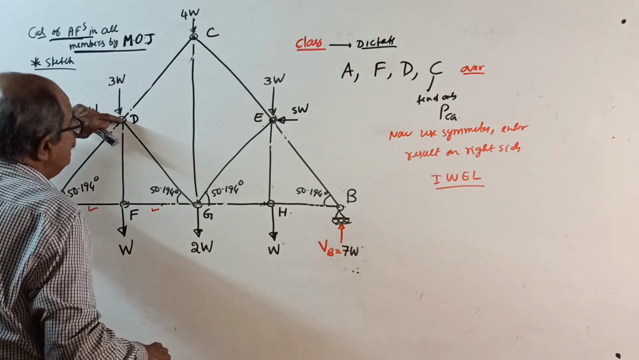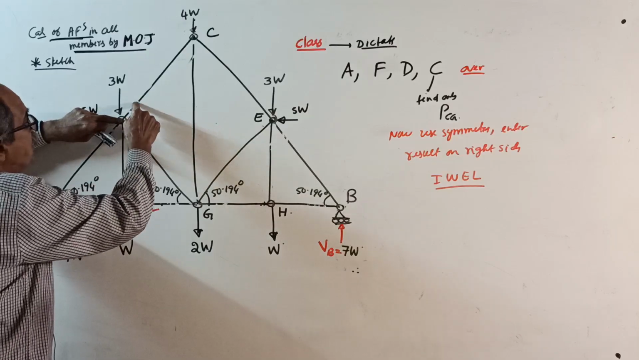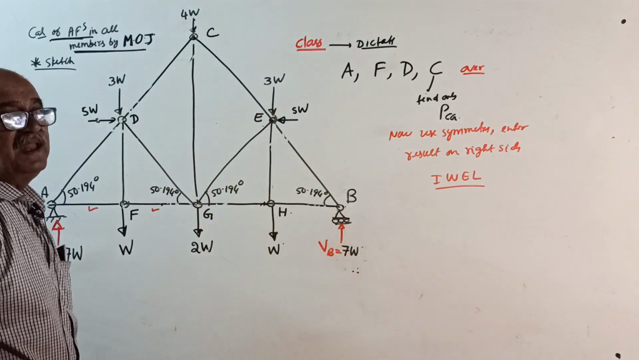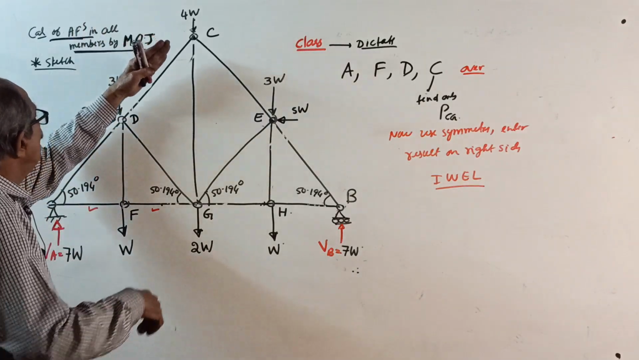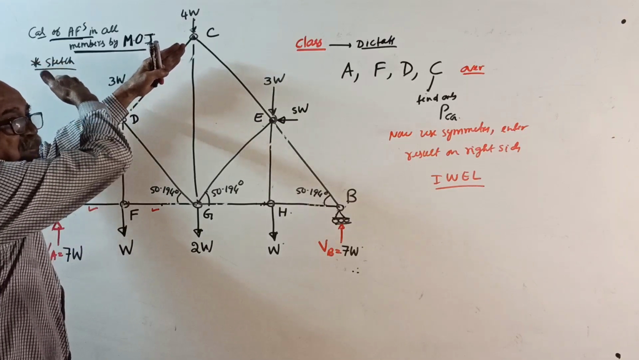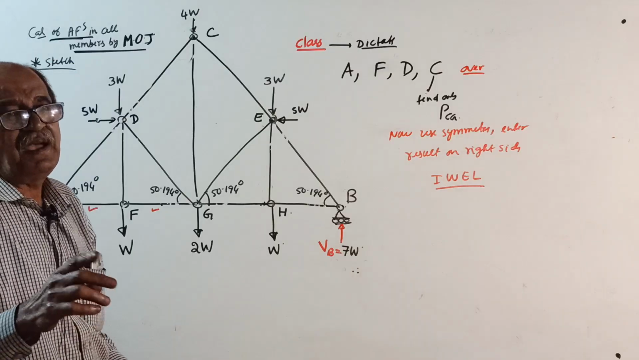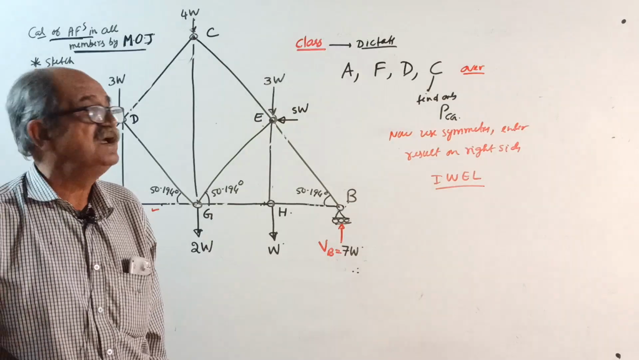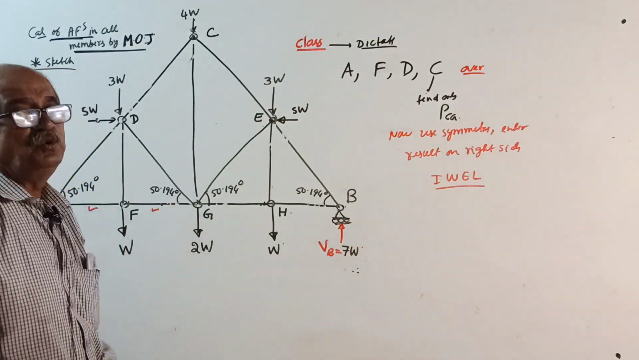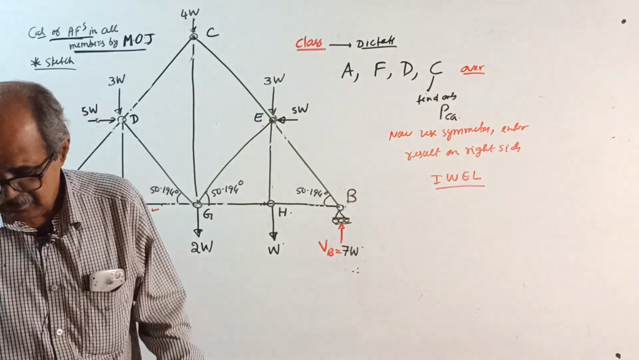But remember, when you go to joint D, there are 2 unknowns. Both are inclined. Simultaneous equations will come unless you have the capacity to resolve one perpendicular to the member and the other along the member. Last time it was 30 degree, 60 degree, you can do it. But this time the angle is odd, don't try all those things. You solve naturally.